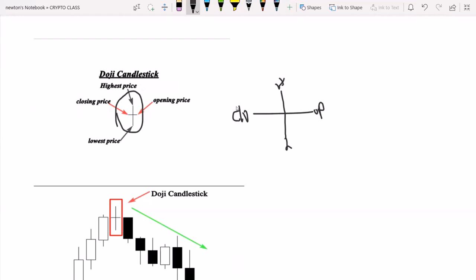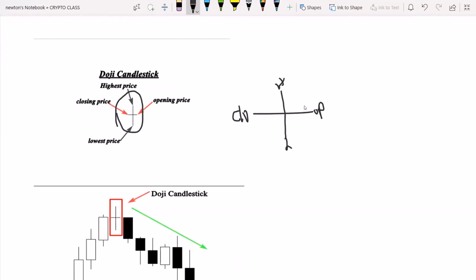This means that there is equality and indecision in the market. Okay, that's what it means. At that point in time, the buyers and the sellers are really aggressive. They are dragging the market. The buyer says, "We are the one in control." The seller says, "No, you guys are not going away." So we always refer to this doji as an indecisive candle.